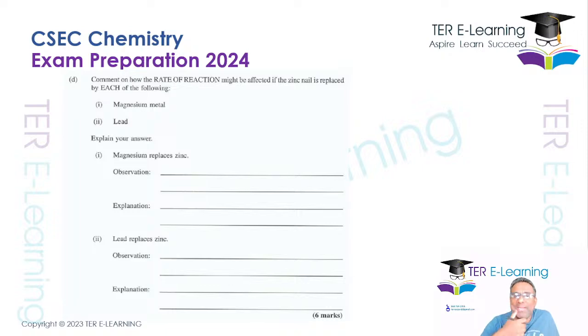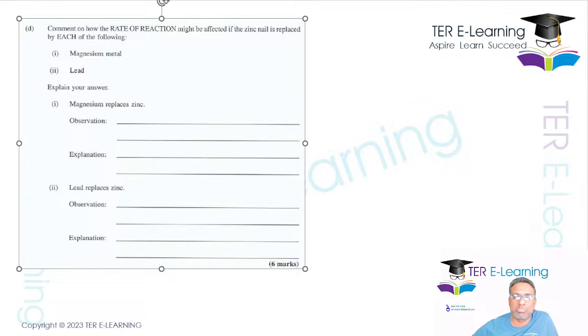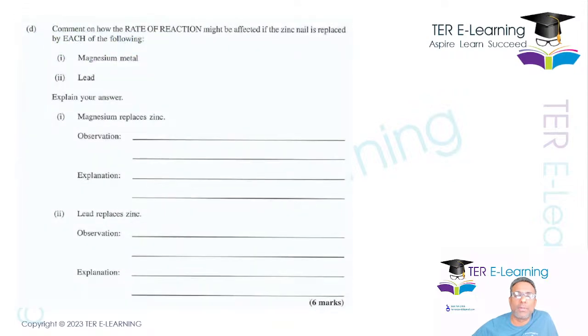Now they said comment on the rate of reaction, on how the rate of reaction might be affected. Let me make this a little bigger, hold on. Comment on the rate of reaction. They put this in caps here, so they're only focusing on the rate of the reaction. It is affected if the zinc nail is replaced by each of the following: we have magnesium metal and we have lead. So again, when it comes to rate of reaction here, they're talking about the reactivity series again, right?